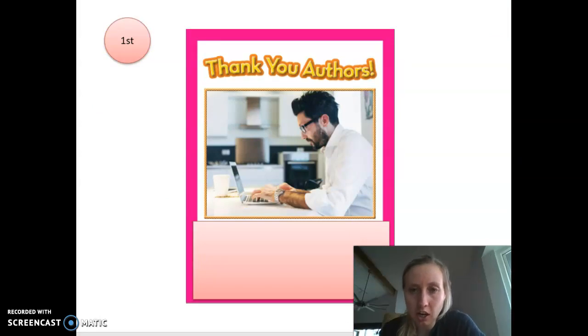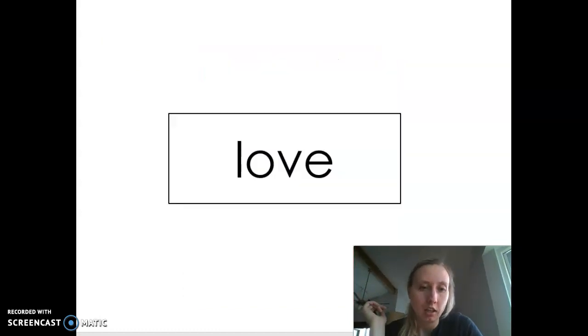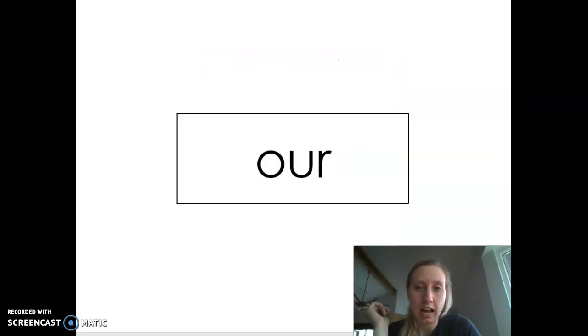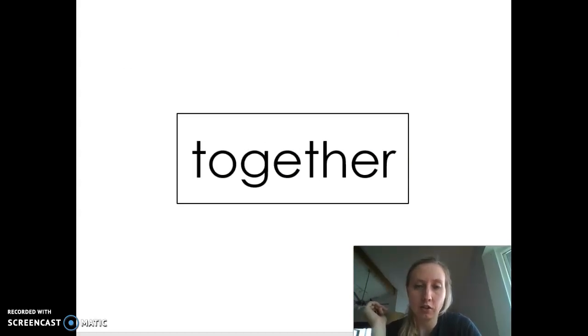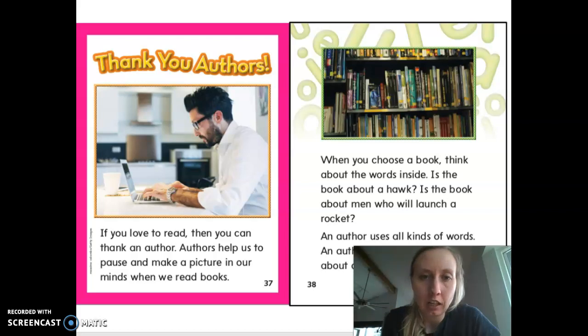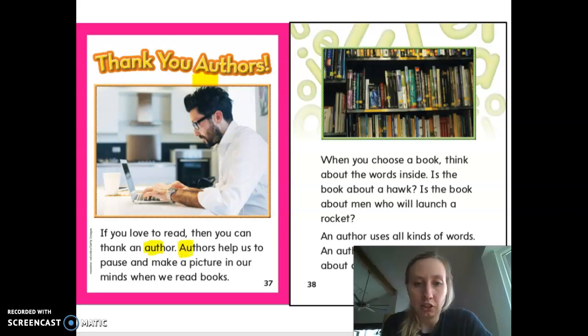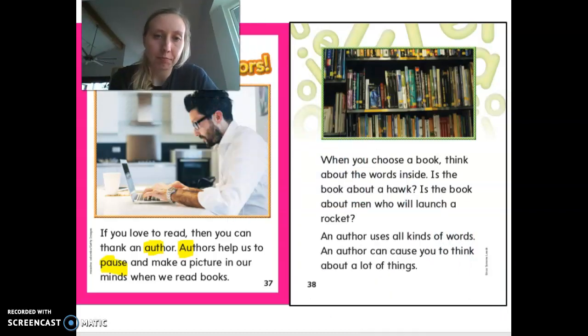I'm going to be marking the words. Thank you, authors. So authors are people. Oh, authors! We're excited. Love, picture, hour, about, some, friend, together, what. Thank you, authors! If you love to read, then you can thank an author. Authors help us to pause, that means stop, and make a picture in our minds when we read books.